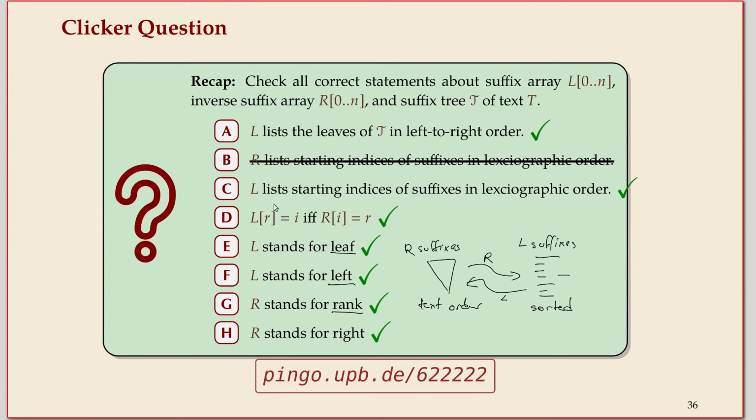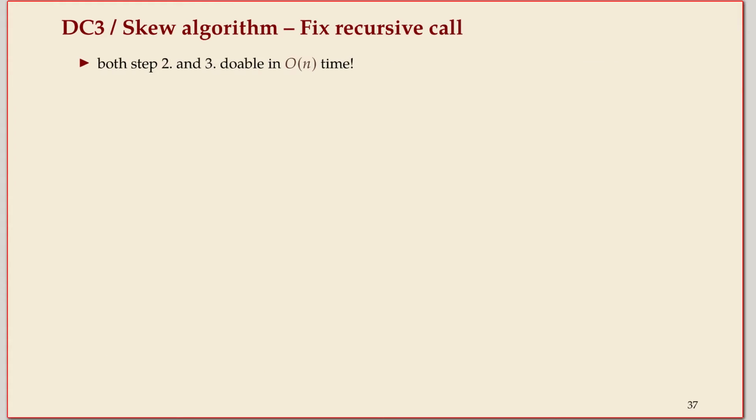And the connection between the two is simply this. They're the inverse of each other. So if you would put L of R of I, you would always get I back. That's what is meant by the inverse. All right, so much for the repetition. I guess keep that picture in mind, going to the right, going to the left. That's how the arrays were defined.